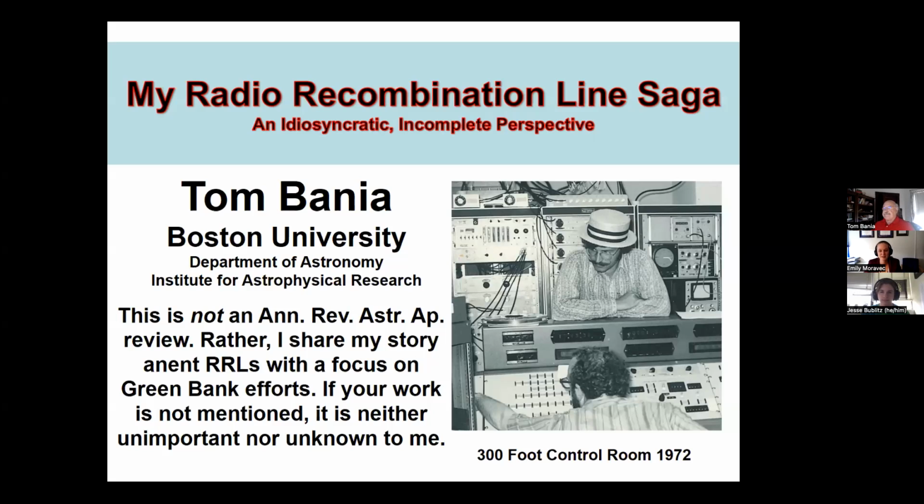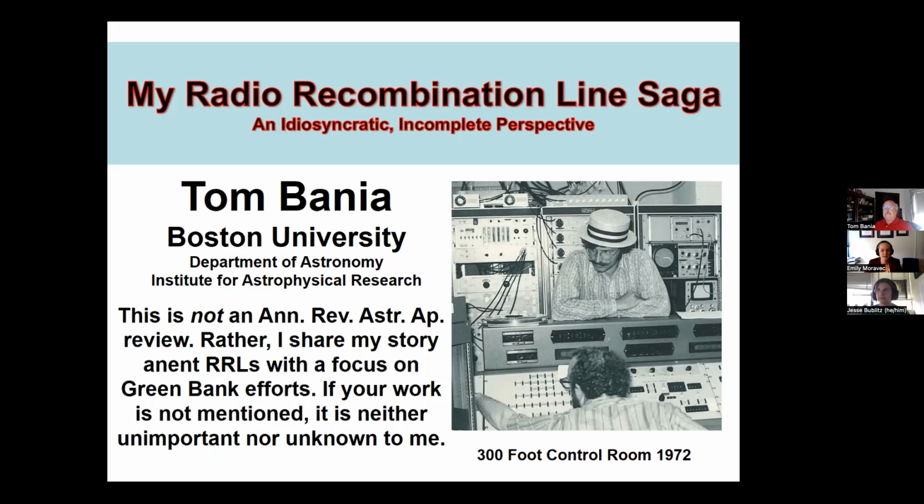And today we are pleased to have Dr. Tom Bania with us here today to tell us about the past and present contributions of GBO to the interesting field of radio recombination lines. Tom Bania is a professor of astronomy at Boston University and is a founding member of its Institute for Astrophysical Research. He studies the interstellar medium of the Milky Way and other galaxies, primarily using the technique of radio spectroscopy.